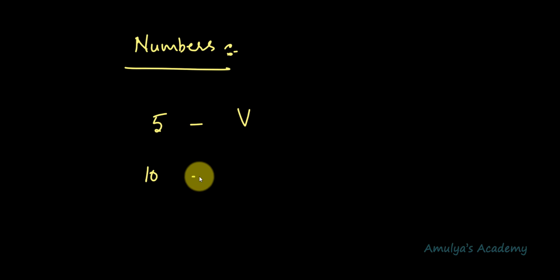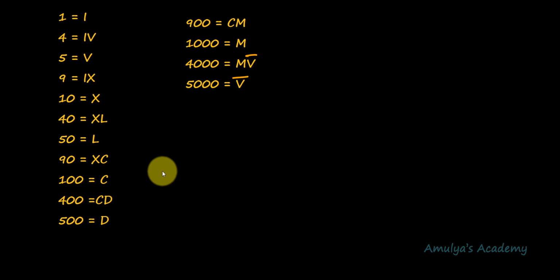You can represent 10 using X. You can represent 1 using I. You can represent 50 using L. And to understand these Roman numbers, first you need to be familiar with the symbols of Roman numerals. You need to remember this list.